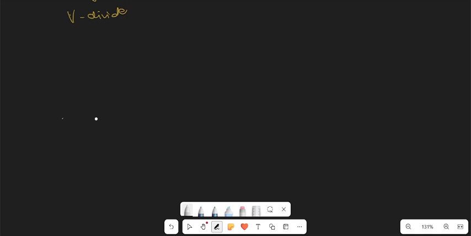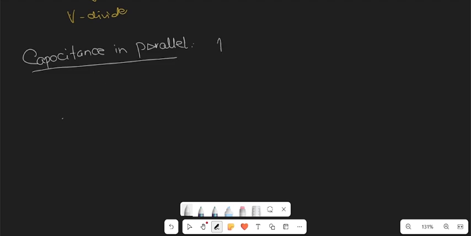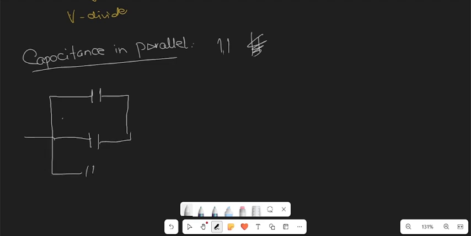So when it comes to capacitance in parallel, the sign for capacitance is this, not this, it's the same length, two dashes. So let's say you have capacitors in parallel. You have this, then you have this, and then you have this. This right here is C1, this right here is C2, and this right here is C3.